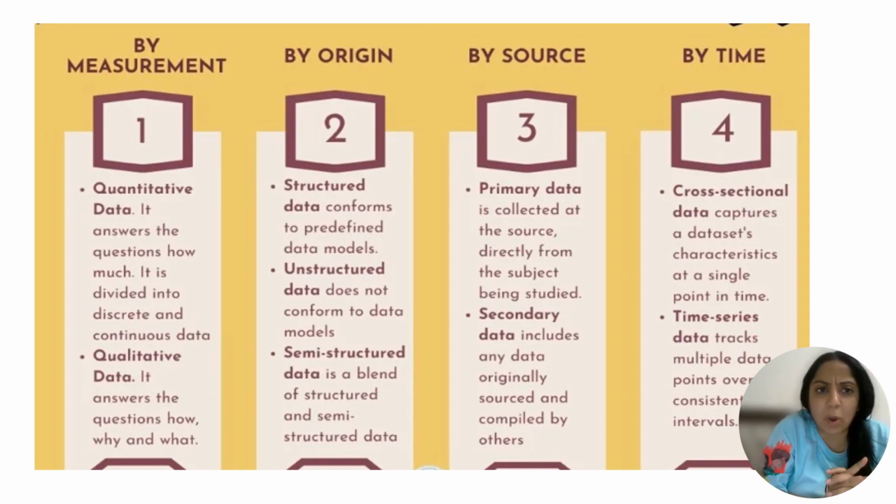Now we go for by origin. So there is structured data, unstructured data, and semi-structured data. Let's go one by one. Structured data means there is a predefined model to organize the information. It means you have text files, spreadsheets, SQL files, where there are rows and columns you want to filter, aggregate, and analyze, and on the basis of that your data is processed and organized in the real world. So that is structured data.